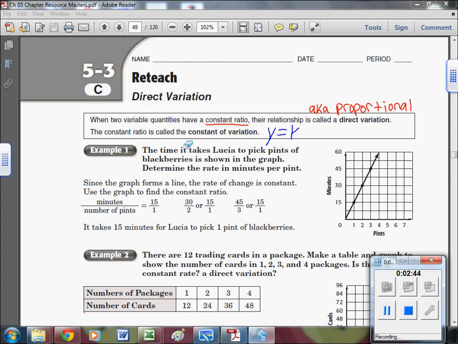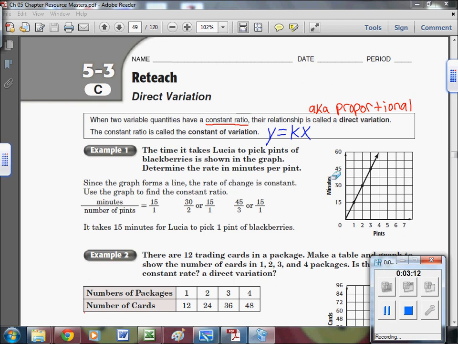y equals k times x. y and x mean the same thing we're used to them meaning, just output, input. k is just the coefficient of x. It's just some value being multiplied against x. k can be a fraction. k can be a whole number. k can be a negative. k can be a decimal. It could be anything. So the direct variation will always take this form. It'll be y equals something times x.